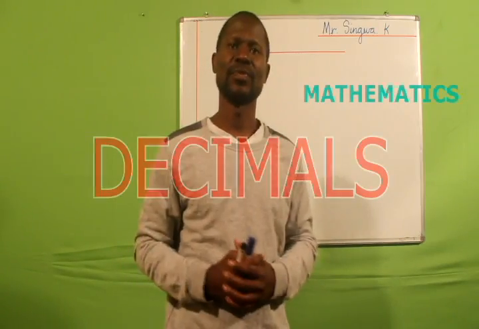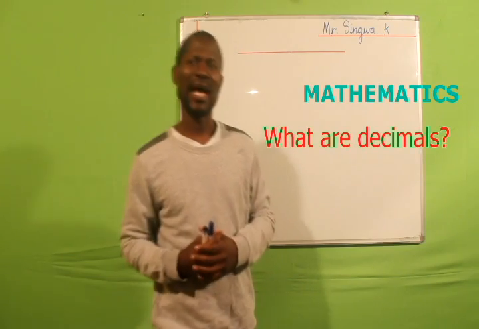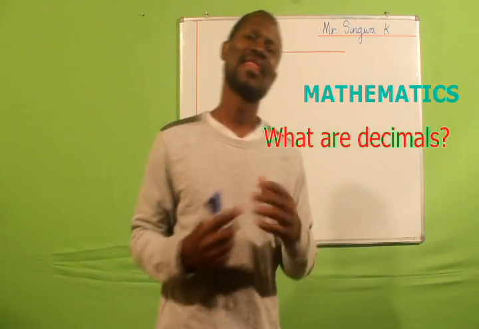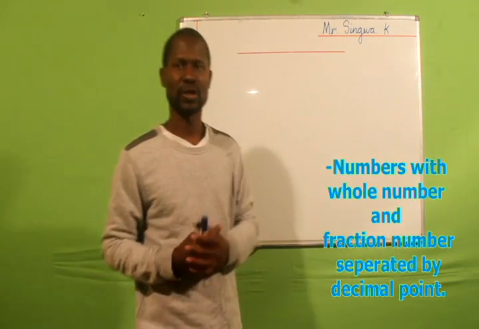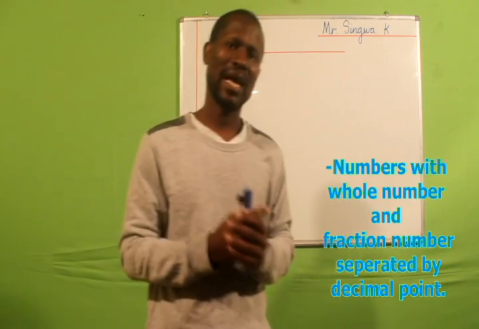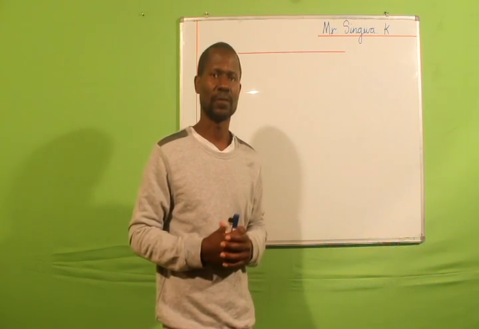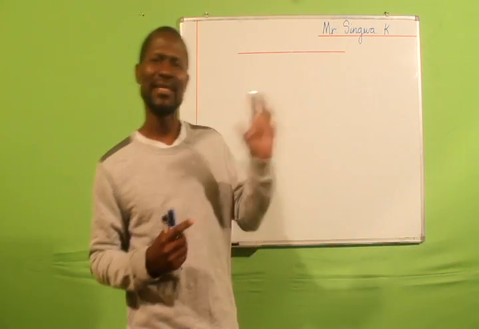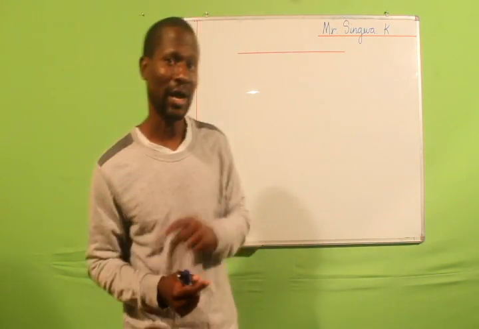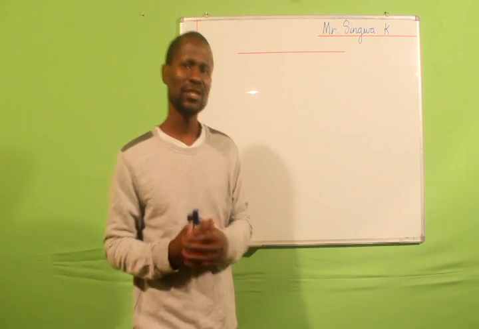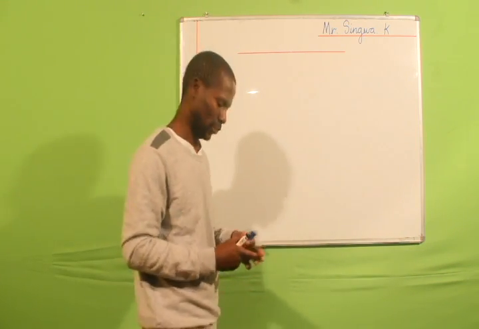Going to learn about decimals. What are decimals? Decimals are numbers that have got the whole number as well as the fraction number. And these numbers are actually separated by a decimal point. Now, remember, decimals are also called fractions, and fractions are also called decimals. Now, let's look at the definition and what we mean by decimals.